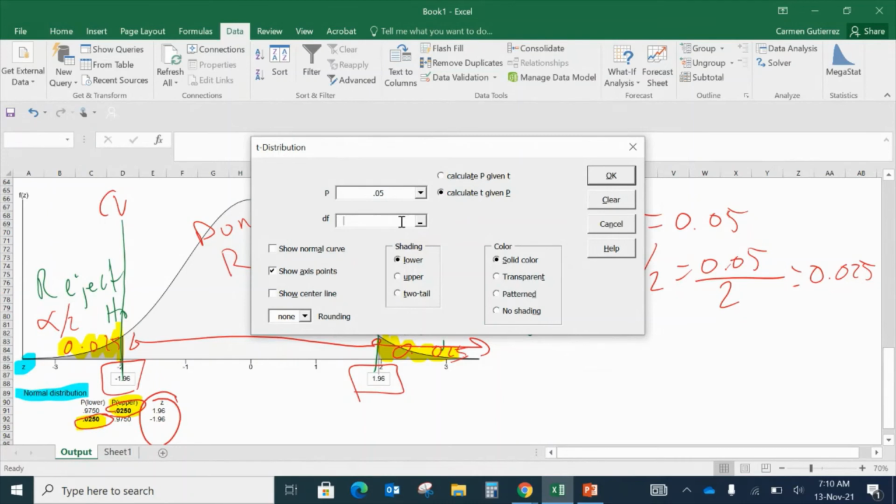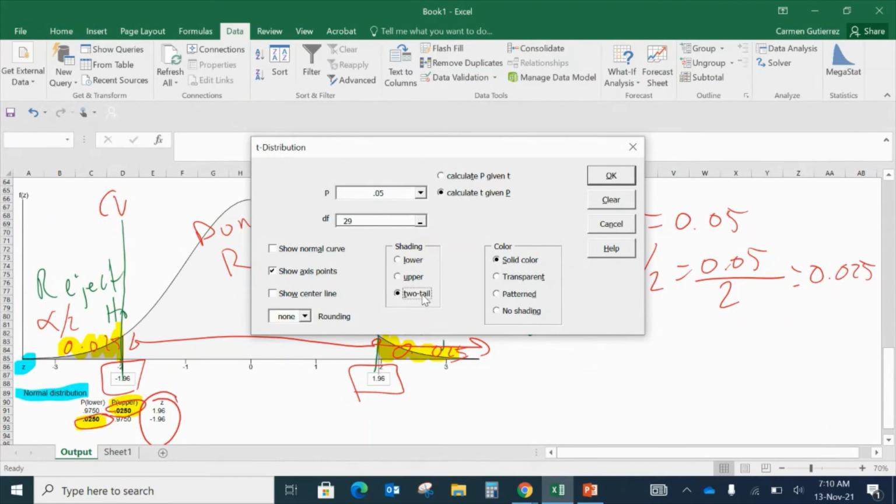Degrees of freedom is n minus 1. So let's assume n, your sample size, is 30, for example. So degrees of freedom, df, is 30 minus 1, which is 29. So for degrees of freedom, you always reduce your sample size by 1. And let's assume it's a two-tail here.